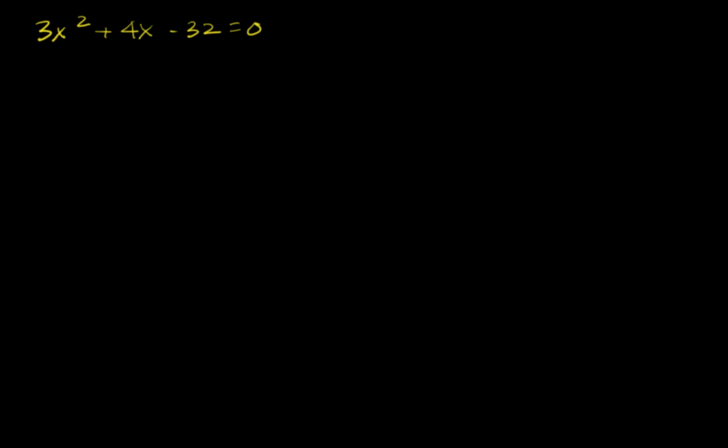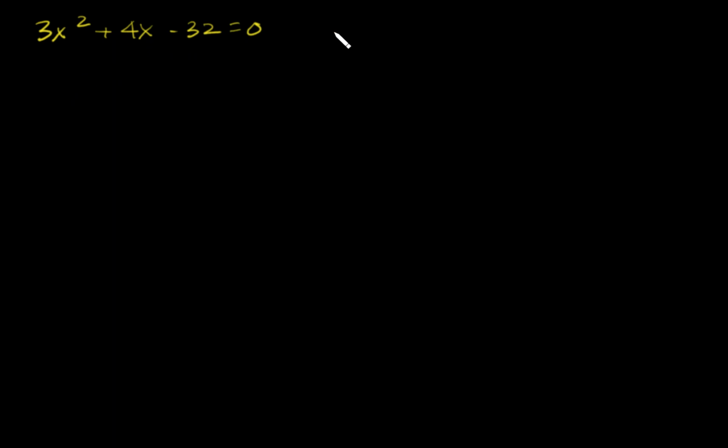The first thing I'm going to see is if 3, 4, and 32 have anything in common. And no, there's nothing divisible by. Well, 3 is divisible by 3, but 4 isn't. And there's nothing in common.